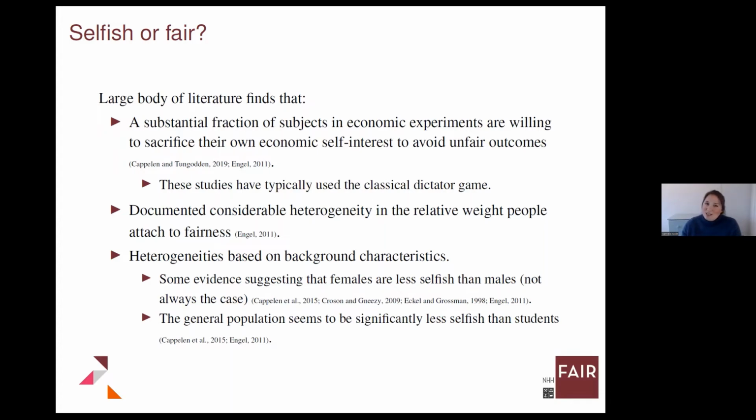What's quite interesting to notice in this literature, which at least in the early days focused a lot on the student populations, is that in the general population, it seems that this selfishness and the weight put on that is reduced in comparison to the student populations.